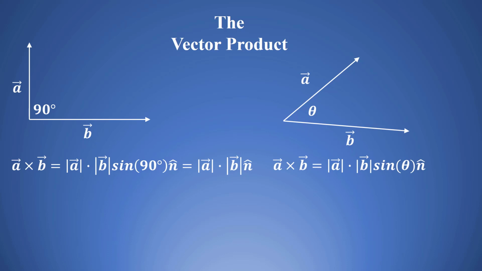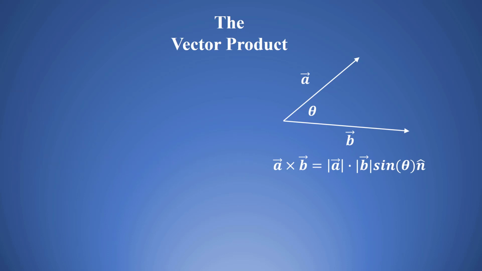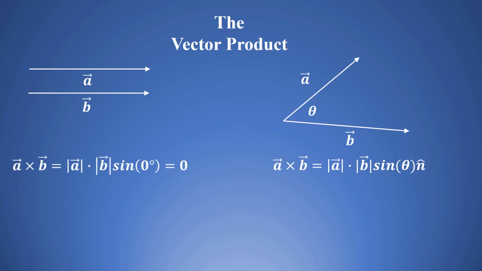From the definition of the vector product, we can conclude that the cross product for two parallel vectors is equal to 0, because the sine in the definition is equal to 0.